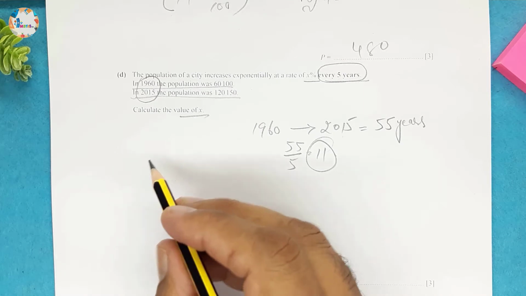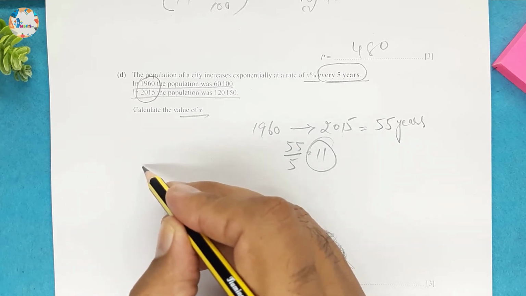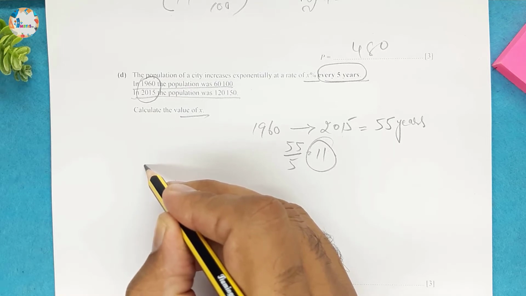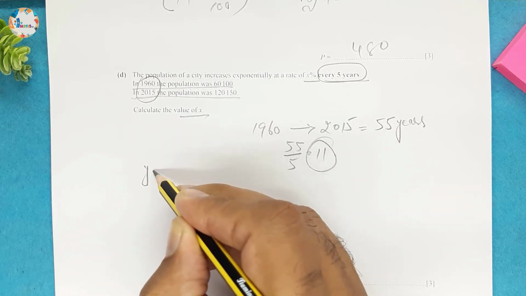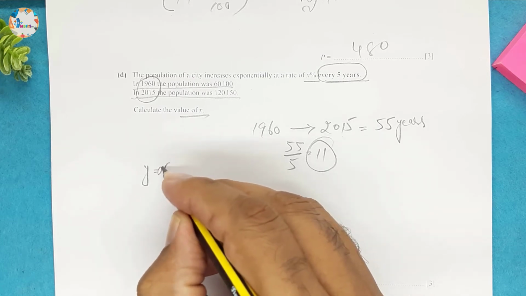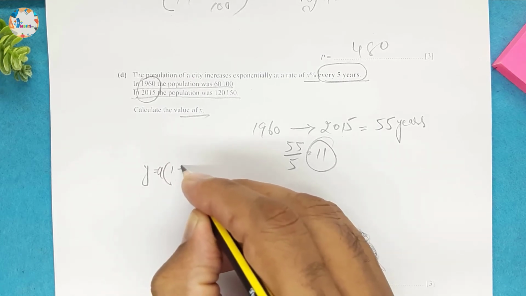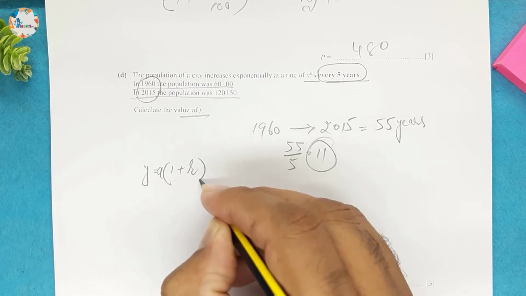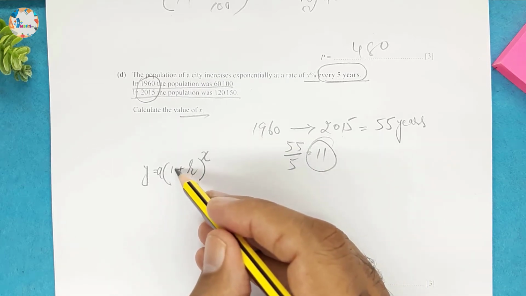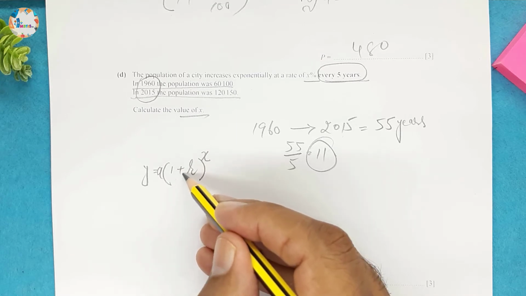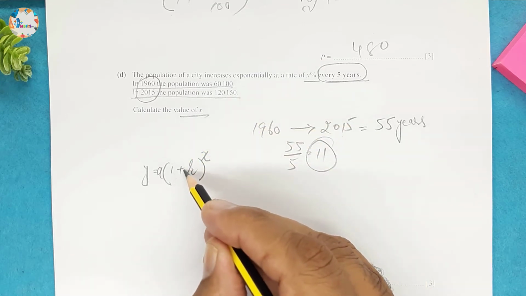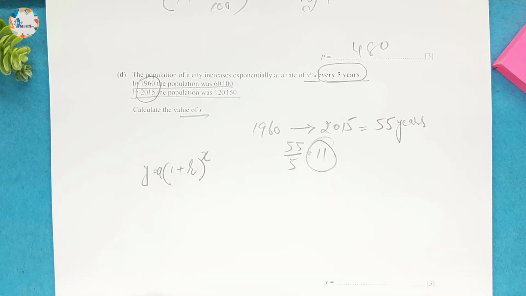So if you will be keeping this formula in mind, then it will be very easy for you to calculate. This is for exponential increase: Y is equal to A into (1 plus R) raised to the power X. Now if this is exponential increase, then it will be plus. If it is exponential decrease, then this plus will be changing to minus.